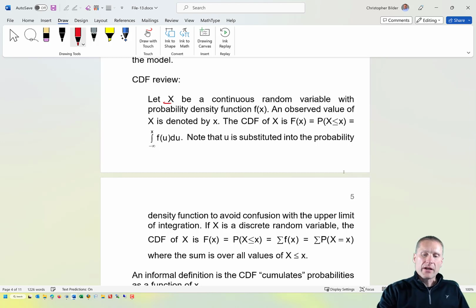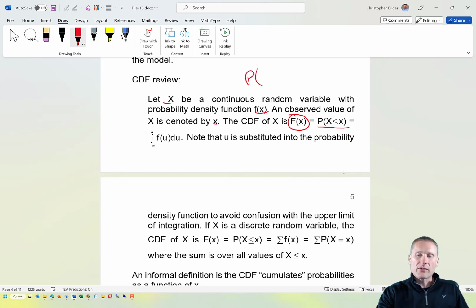So let X be a continuous random variable with a probability density function of f(x). So X could have a normal distribution, and then f(x) would be that nice bell curve that we're used to seeing. We're going to be very formal here. We're going to let a possible observed value of X be denoted by little x. So the cumulative distribution function, often denoted as capital F(x), is simply the probability that X is less than or equal to little x.